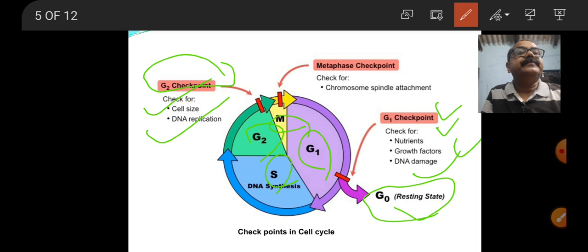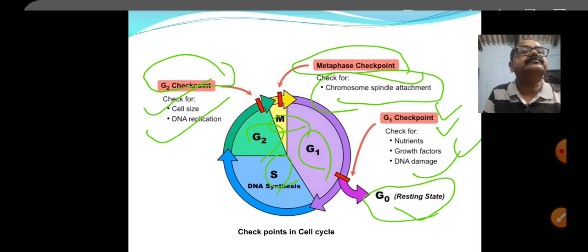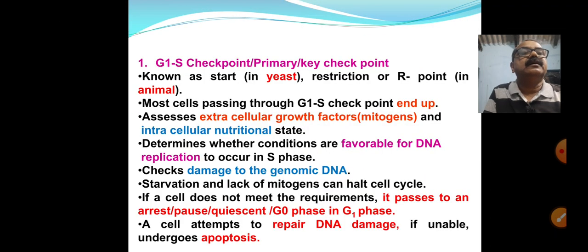And in the mitotic phase there is a checkpoint which is known as M checkpoint, or metaphase checkpoint. This checkpoint checks for the chromosome spindle attachment. That means each and every chromosome is attached to the spindle fiber properly. If everything is found to be correct, then the cell divides and new daughter cells are produced. Let us discuss in detail.